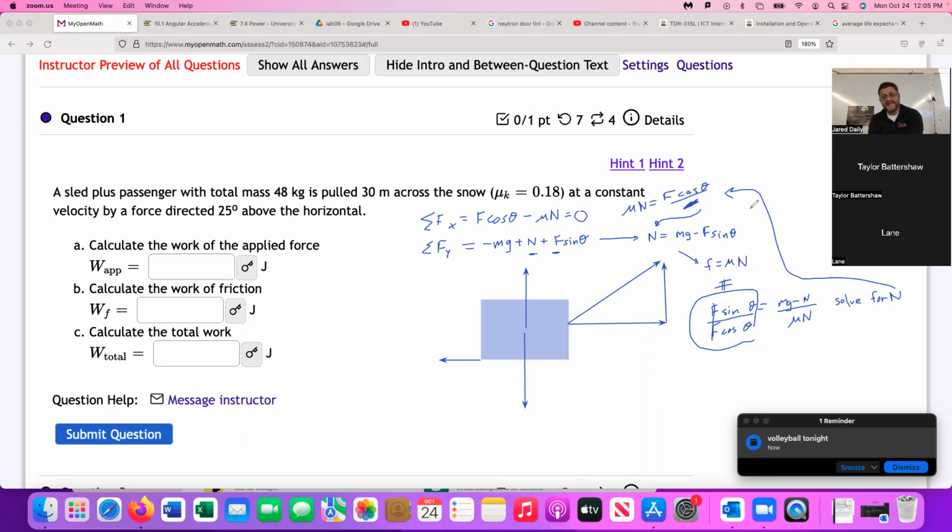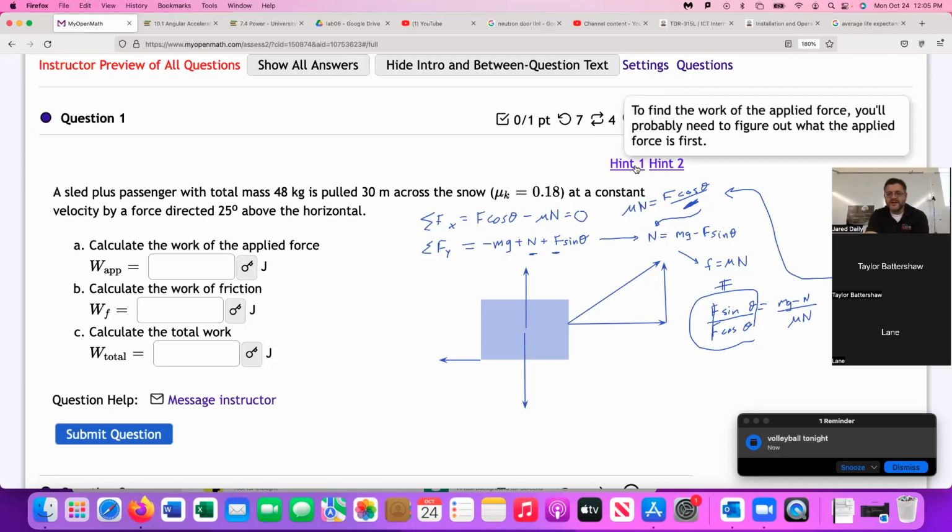Yeah, no, it's all right. I don't know. Let's see what their hints say. Are their hints very helpful? Sometimes they are. Sometimes they aren't. Work, applied force. You probably need to figure out what applied force is first. Yeah, that's not a very good hint, but it's correct.